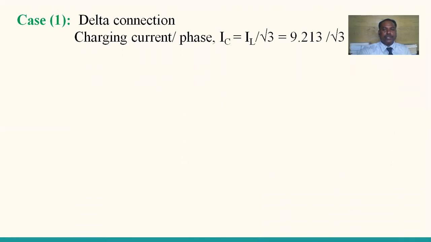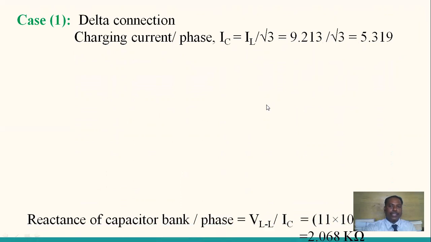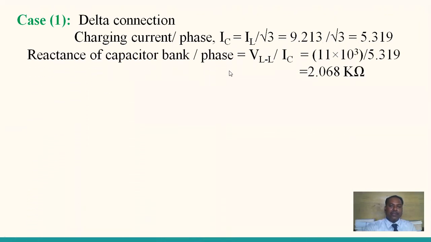So the charging current per phase, IC, is equal to IL by root 3, that is 9.213 divided by root 3, which is equal to 5.319. So the reactance of the capacitor bank per phase is the voltage by current. So 11 into 10 power 3 divided by 5.319, which is equal to 2.068 kilo ohms, the reactance of the capacitor bank.